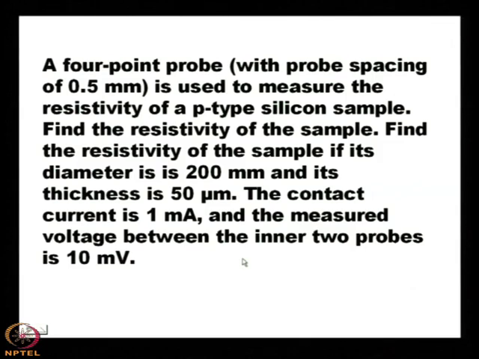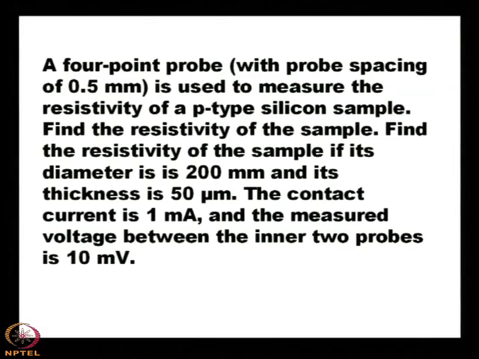You calculate the rho. So diameter 200 mm means it is circular. Obviously, the diameter means that it is circular in nature. Simply you have to measure in ohm centimeter or ohm meter. That is your choice, either in ohm centimeter or in ohm meter. There are two possibilities.